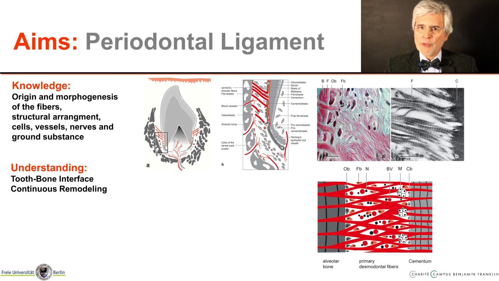The topics, or if you like the learning objectives in this lecture, are about the origin and the development of the fibers, the structural composition and the other contents of the periodontal space, so which kind of cells are in there, blood vessels, nerves and ground substance. In this way, we want to create an understanding of the tooth-bone interface, which is, no wonder, constantly being remodeled.